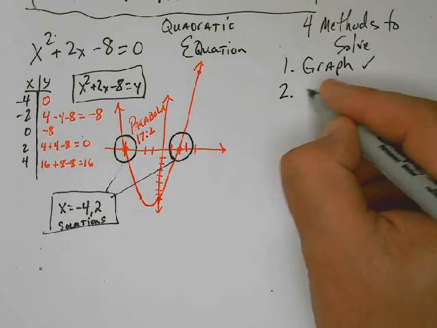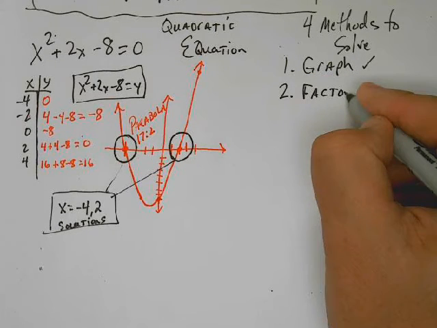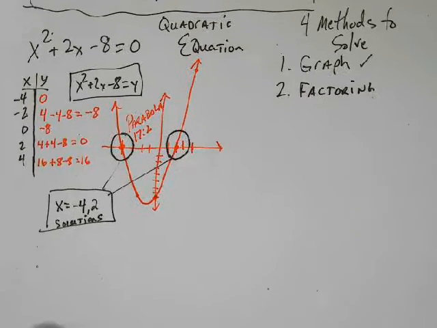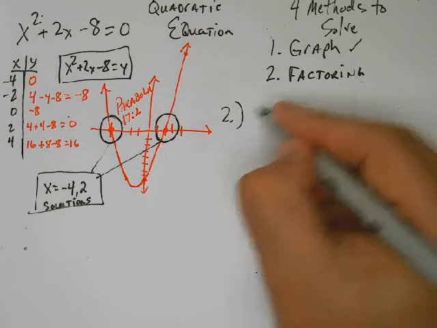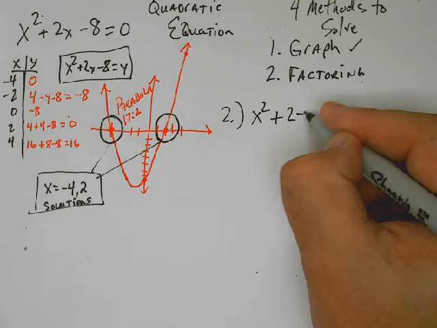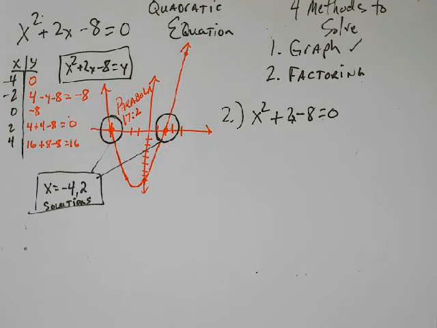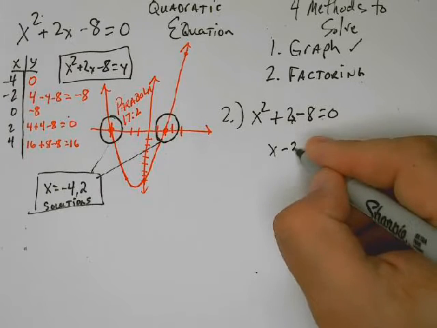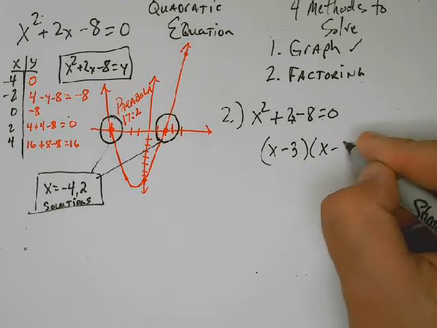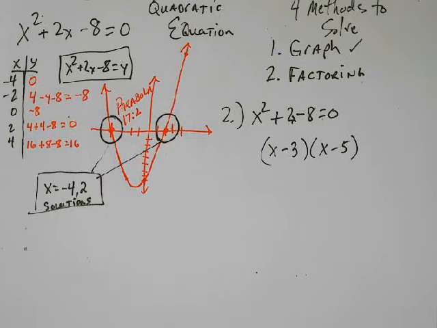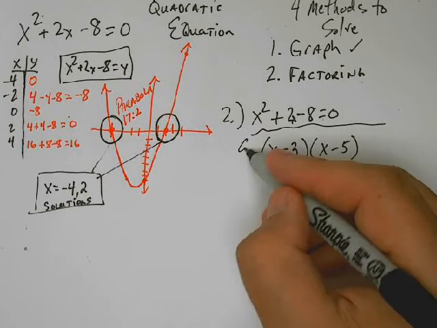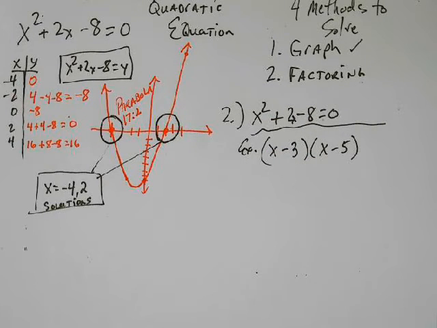Here's number 2. Factoring. Okay, well, to do factoring, x squared plus 2x minus 8 equals 0. I've got to take you back to like 7th grade. Let's say that I have (x minus 3) times (x minus 5). This is separate, just a random example. If I take that, how would I multiply that out? Anybody remember?